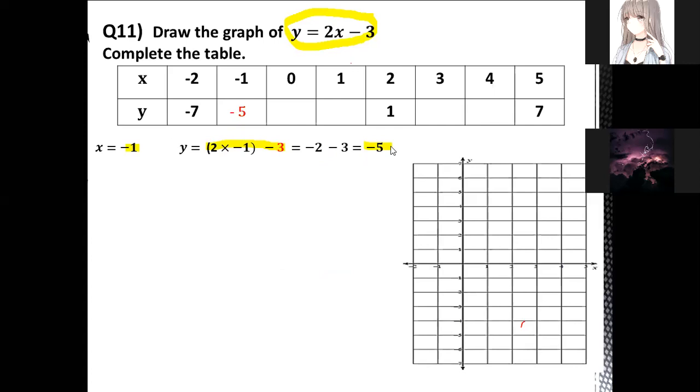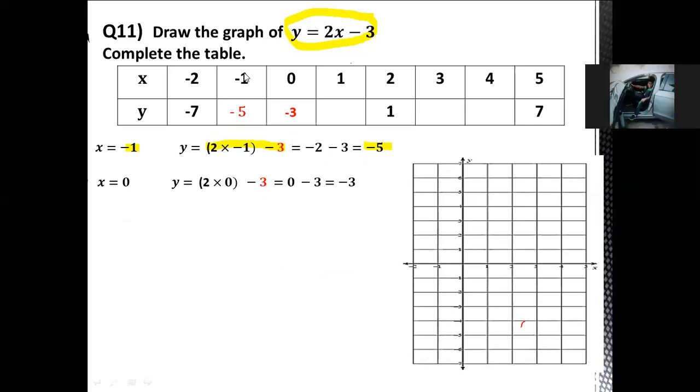2 multiplied by 0 equals 0, minus 3 equals negative 3. And that is right. So the second number is negative 3. Thank you very much. Okay. Who wants to complete? Thank you, Yasmin. You did a great job.